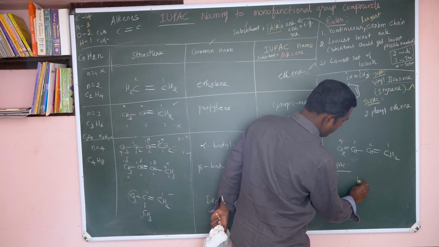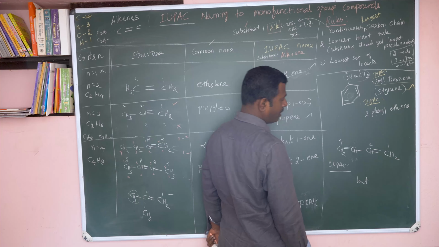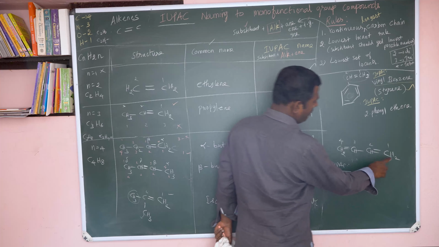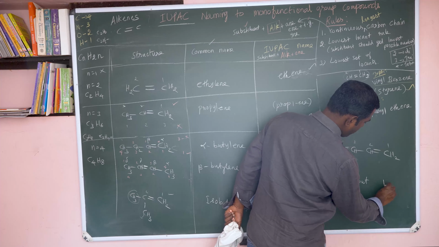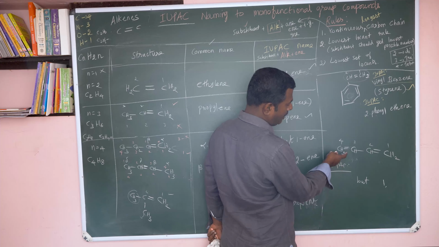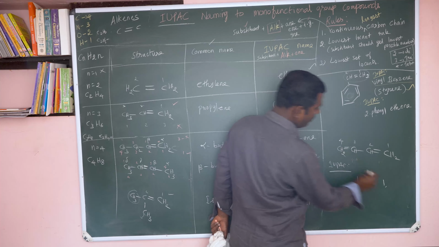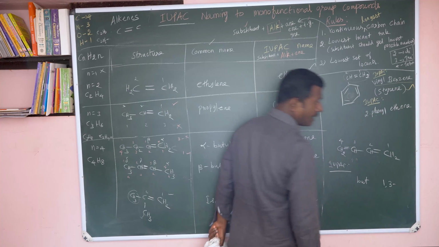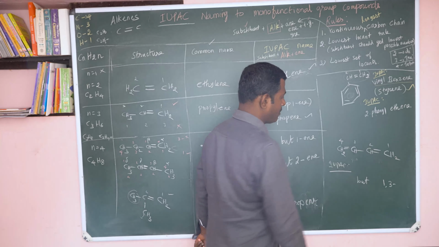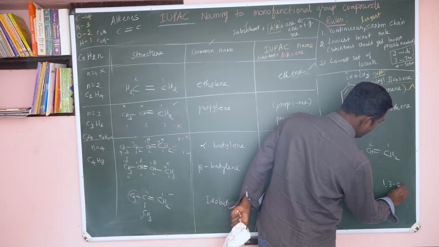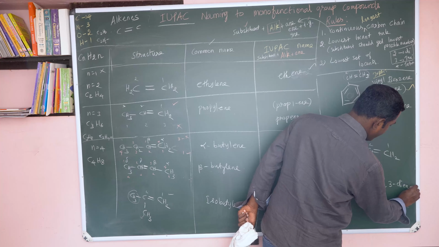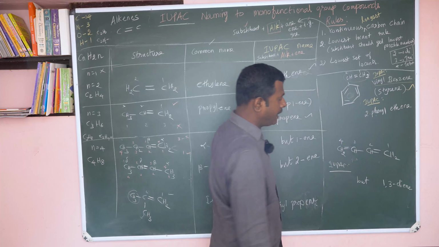So actually 4 carbons. The root word is but. The double bond is between 1 and 2, so the least number is 1. And also between 3 and 4, so the least number is 3. So there are 2 double bonds in this compound. So but-1,3, 2 means di, double bonds, so ene. So but-1,3-diene.